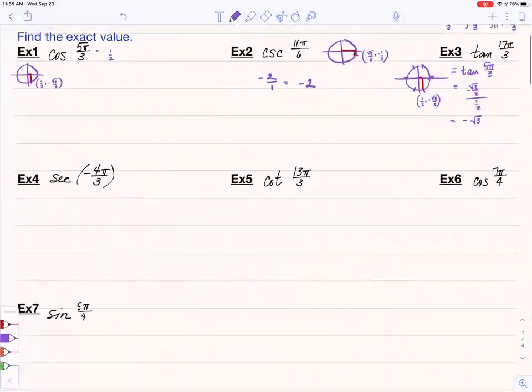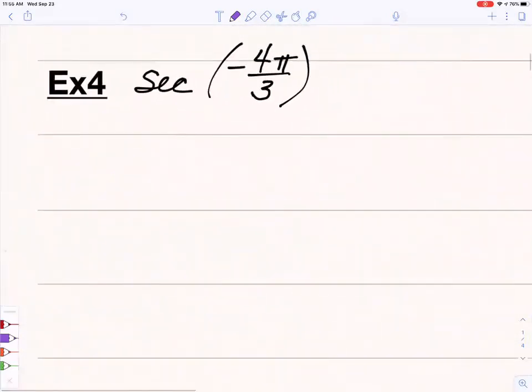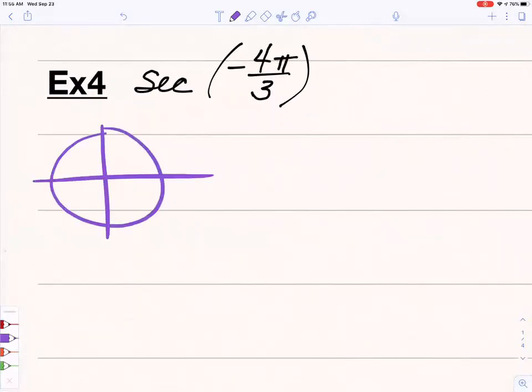Okay, let's see. I've got cosine. Let me do at least just one of each. So where is negative 4 pi over 3? By the way, now you can unhide your unit circle because we need to move a little bit more quickly. Where is negative 4 pi over 3? Think about where 4 pi over 3 is and how you get there, and then get there the same way in the negative direction.